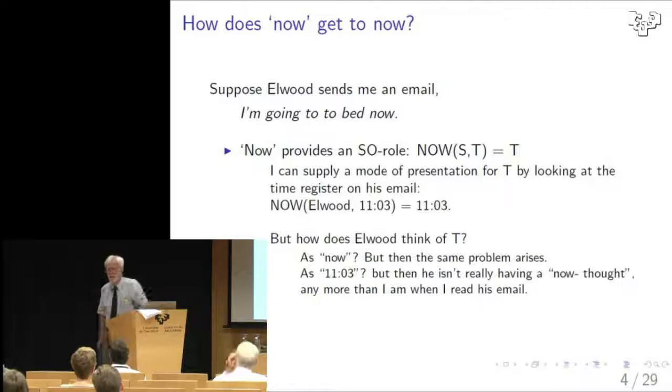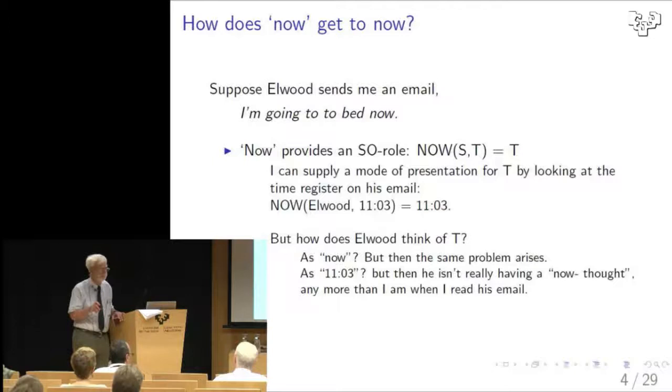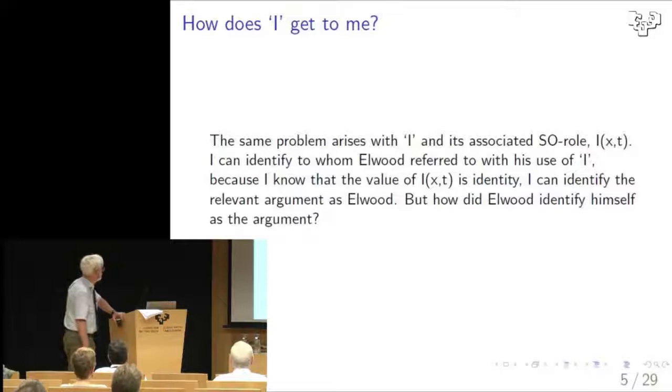So how does Elwood think of the time of the episode when the episode is Elwood's thinking now? And the same problem with I, and its associated role, identity, you know, I of X, T, which gives you X. I can identify to whom Elwood referred with his use of I, because I know that the value of I, X, T is identity. I can identify the relevant argument as Elwood. But how did Elwood identify himself as a relevant argument in his episode of the use of I?